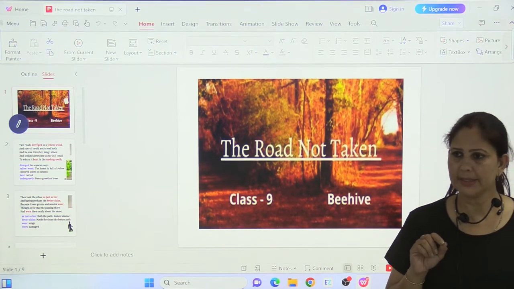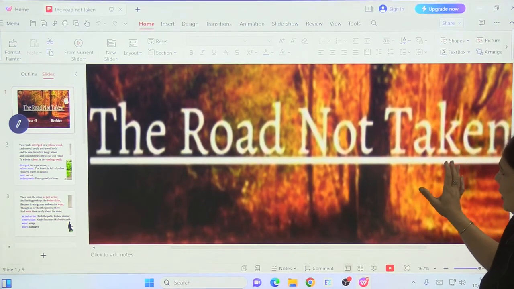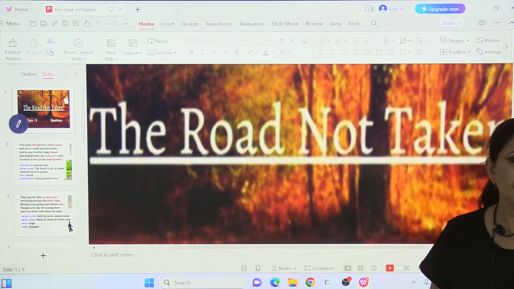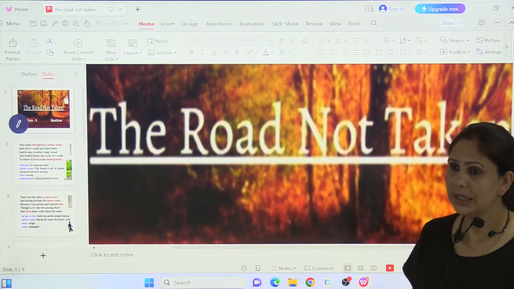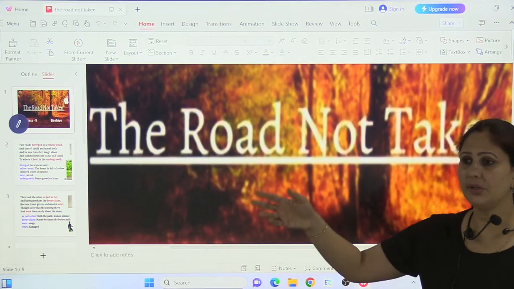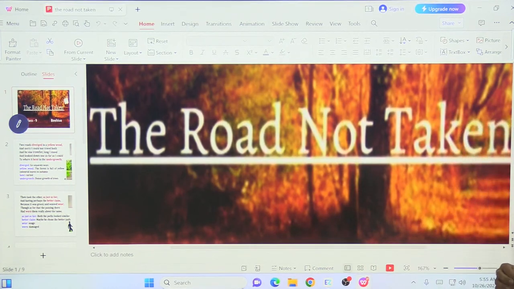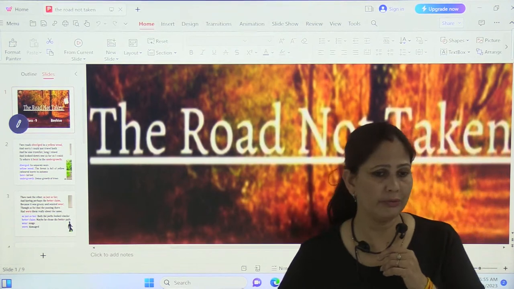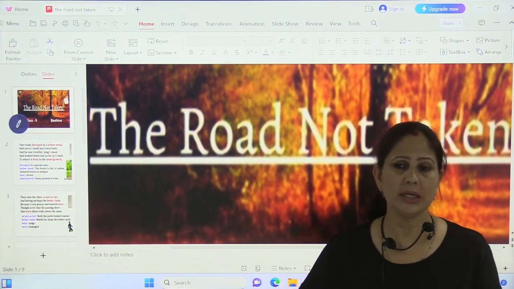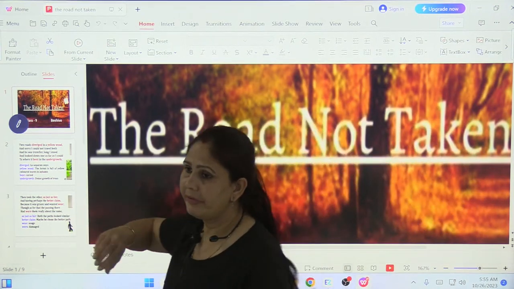Kai baar life mein aise decision lene padte hain. And at that time, we have to be very wise. We need to take the decision wisely, otherwise what will happen? It can affect your life. आपका जो पूरा future है वो किस चीज पे depend करता है? The decision that you take today. So here also the writer is talking about such a decision. He comes to a point of time in life where he has to take a major decision which can affect his life.